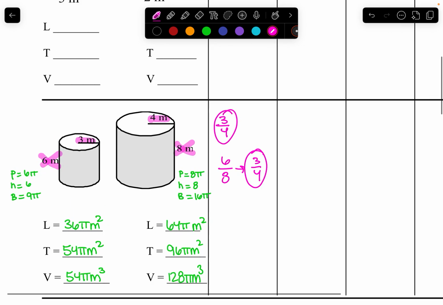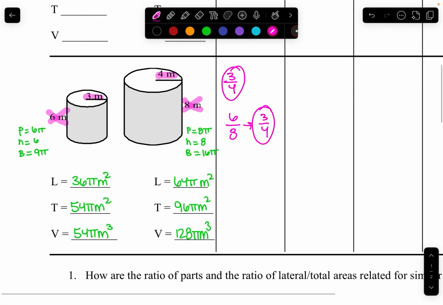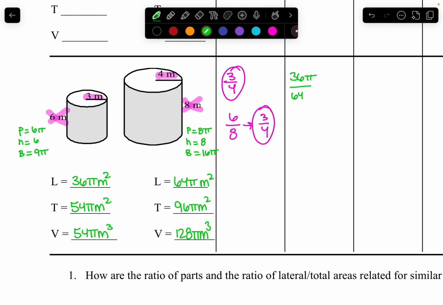The next column is going to want us to find the ratio of lateral areas. So this is just our areas, 36 pi and 64 pi. So 36 pi over 64 pi. When I simplify that, the pi's cancel, you get 9 over 16, which if you recall when we did the SPA chart last, area is always your side ratio, your dimensions, values squared. So 3 squared is 9, and then 4 squared is 16.